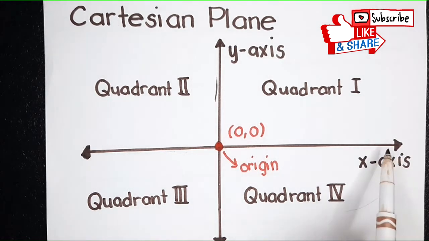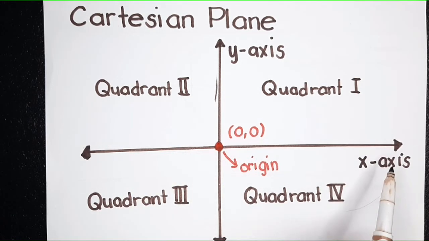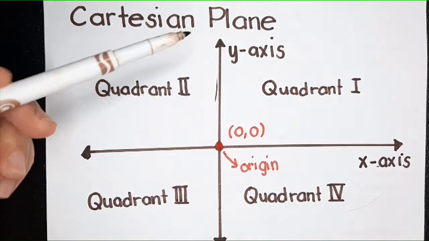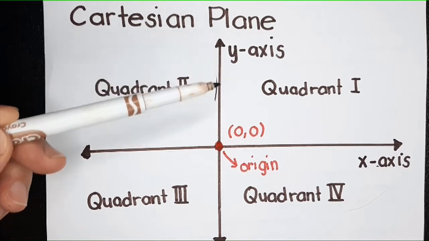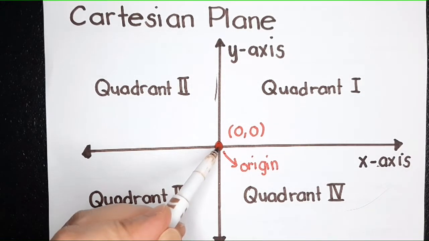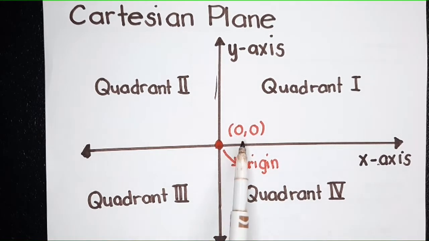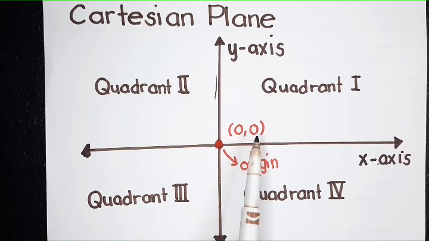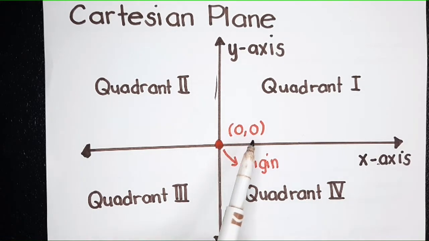This horizontal line here, this is what you call the x-axis. This vertical line here, this is your y-axis. And their intersection is what you call the origin. The coordinates of the origin are 0, 0. So, parang ito yung pinaka-starting point ninyo. Huwag niyong kakalimutan, this point is your origin. At yung point na yon ay ang 0, 0.